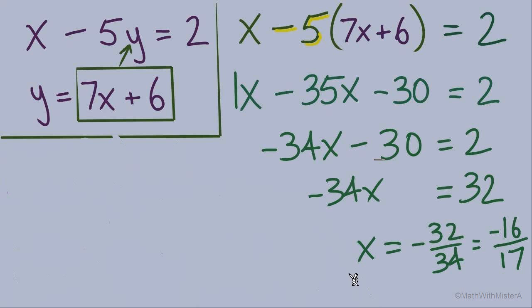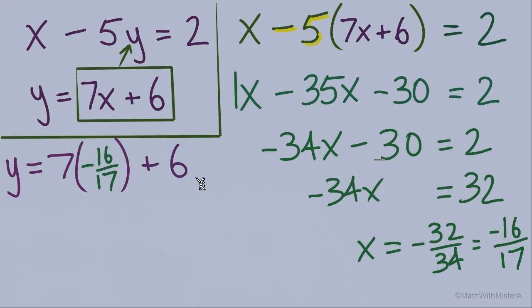It's not going to be as painless when we wrap it up and get our solution for y, but the steps are the same. We're going to take negative 16/17 and put it in place of this x. So y equals 7 times negative 16/17 plus 6. We'll do some order of operations here.